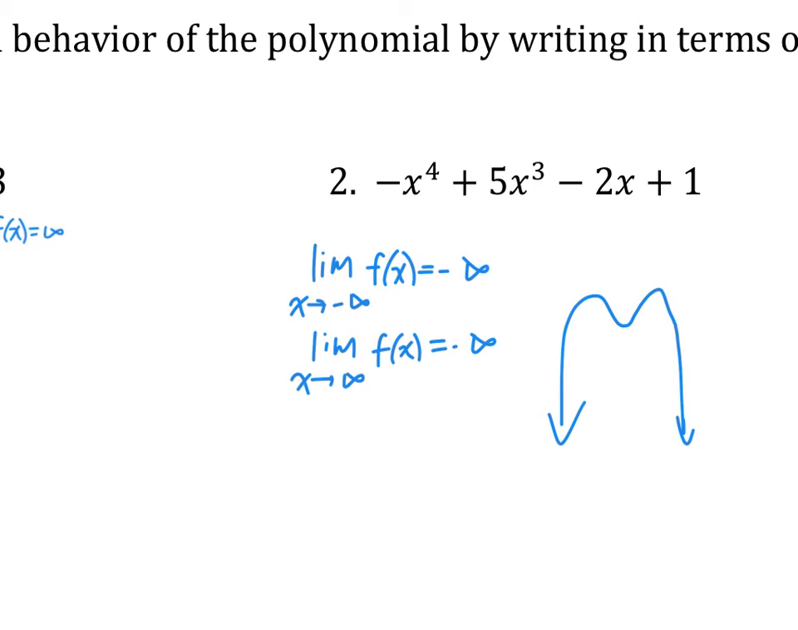All right, this is a tricky question. I don't know if you got it right. This one, the trick is there is a negative on the leading coefficient, and remember, negative means that the polynomial is going to reflect over the x-axis, so it's actually going to point down.